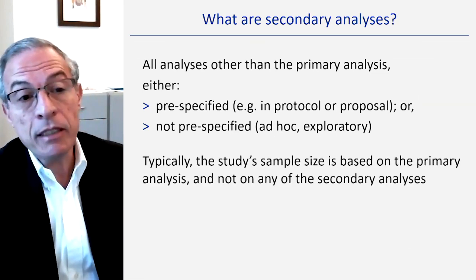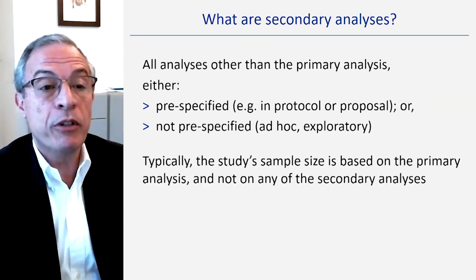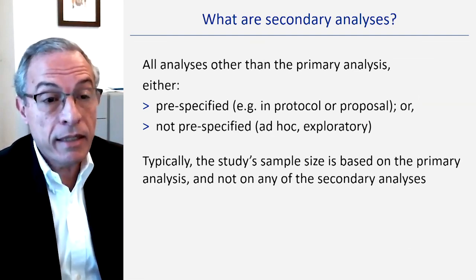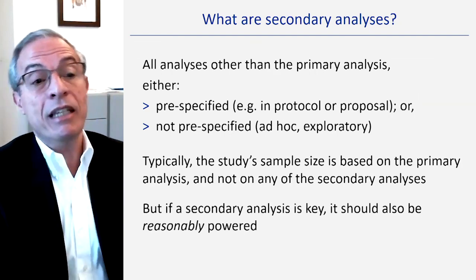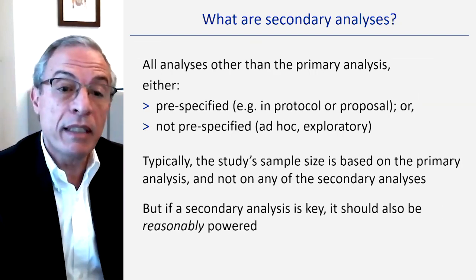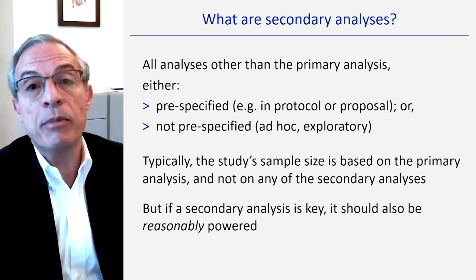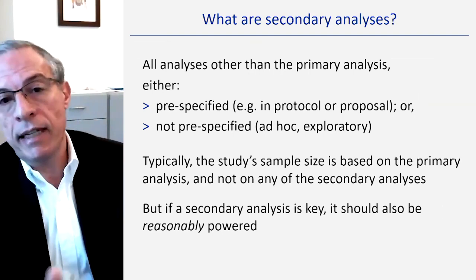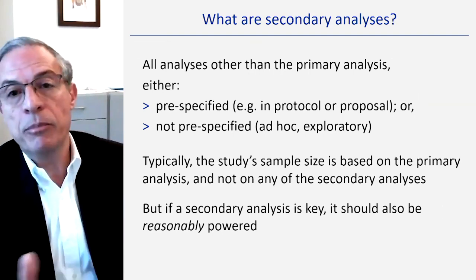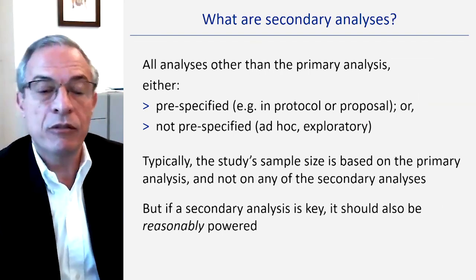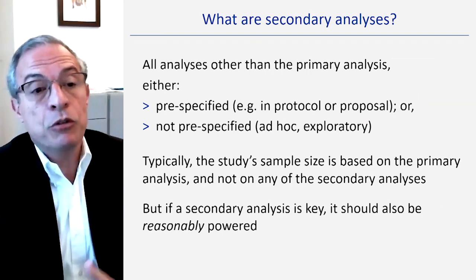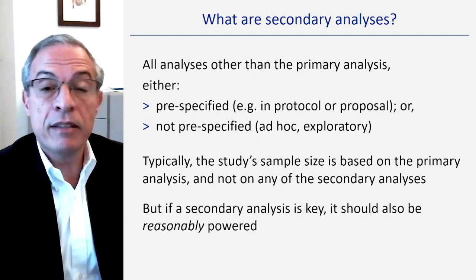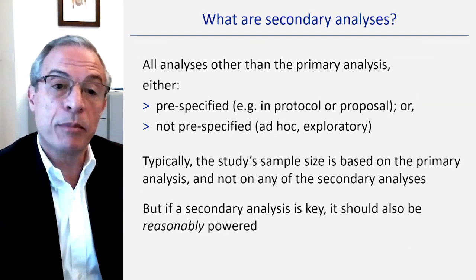Typically, the study's sample size is based on the primary analysis, and not on the secondary analysis, except if the secondary analysis is key. If there is one secondary analysis that is key, then it should also be reasonably powered. And by reasonably powered, you say, okay, the main question was powered at 90, 95. Reasonably powered could be 75, 80, 85, or something like this. And of course, you do the power for the primary question, you do the power for the secondary analysis, and then you take the higher of the two sample sizes.